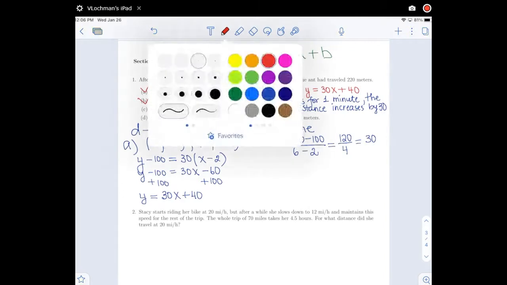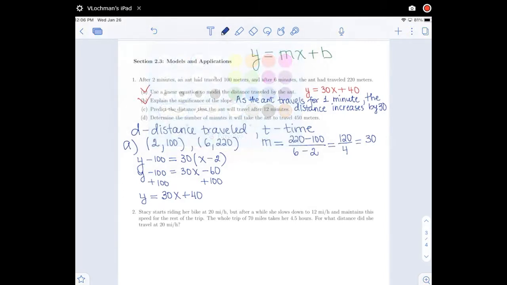The next part says predict the distance that the ant will travel after 12 minutes. Okay, so now let's think about it. What is that 12? 12 is time. That's our independent variable. So all I need to do is plug in 12 for x. So that would be 30 times 12, which is 360, plus 40, that's 400. So after 12 minutes, the ant would have traveled 400 meters.